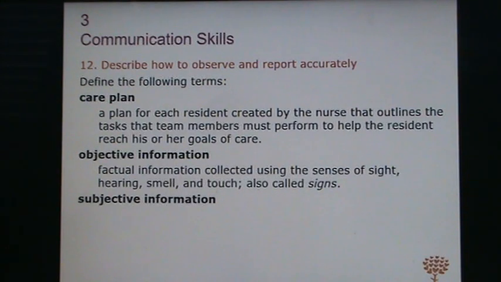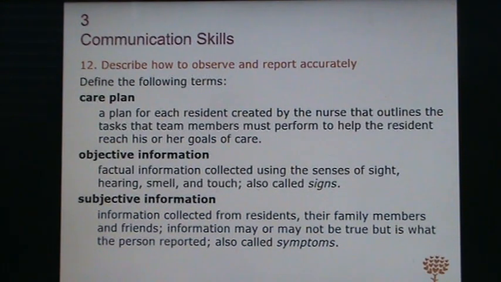Objective information is information you can see, touch, smell, verify, okay? Subjective information, well, let's go back to objective. For example, if somebody has a fever, you can verify that by checking their temperature to see what the fever is. Subjective information you cannot see, only what is being told to you by the resident. For example, they say they have a headache or they are in pain. You cannot see pain. You cannot measure it scientifically like the temperature. So you have to rely on what they say.